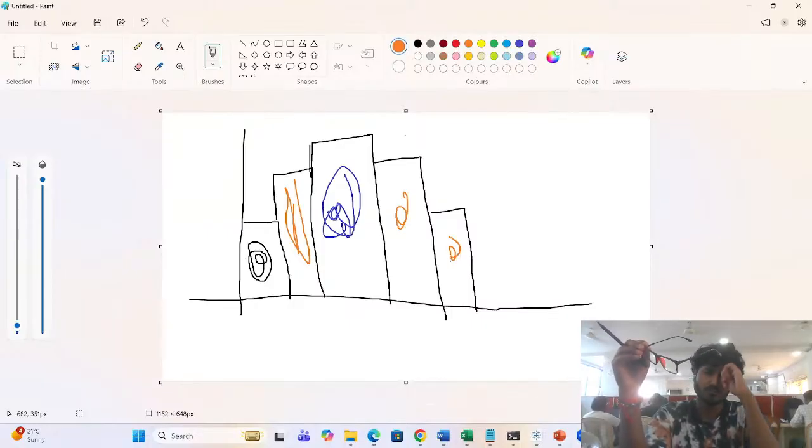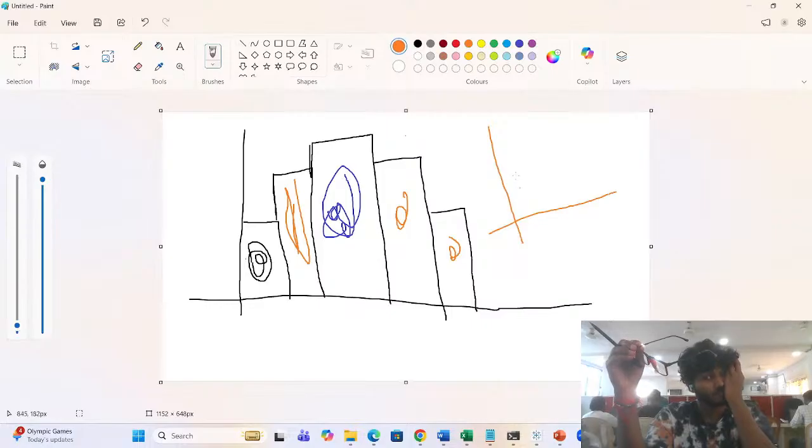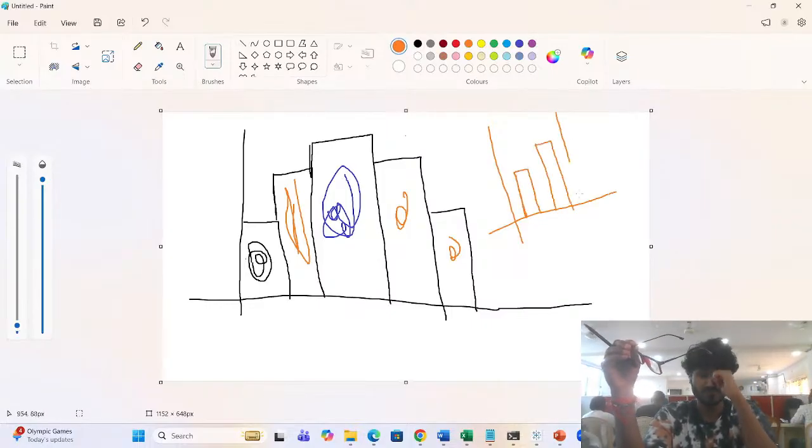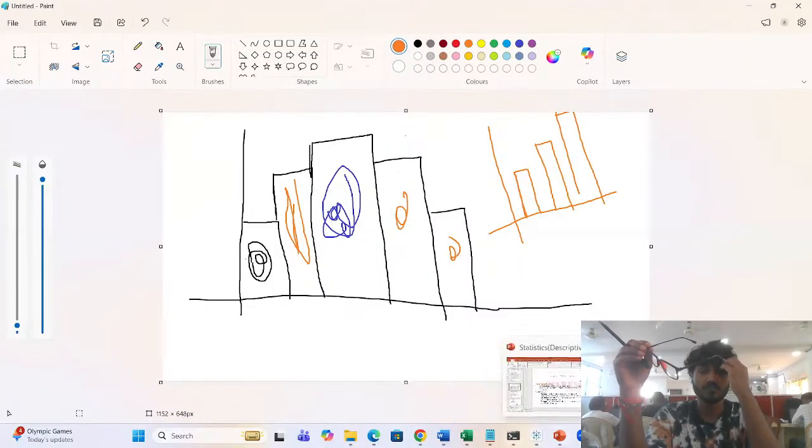Clear? You might say, sir, it's looking like a bar chart. No, it's not a bar chart. What is a bar chart? Whenever you do a bar chart, it looks like this. In a bar chart, the bars are not connected. Like this, you'll get it. This is a bar chart. This is a histogram. You get my point?